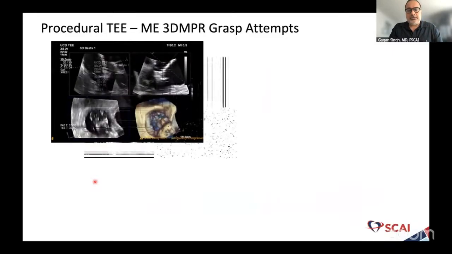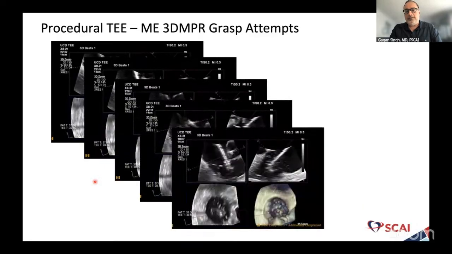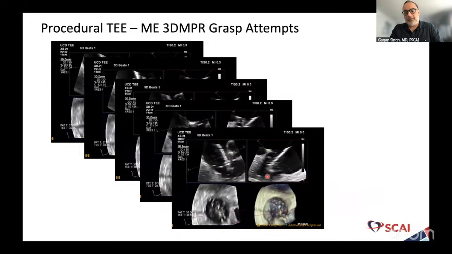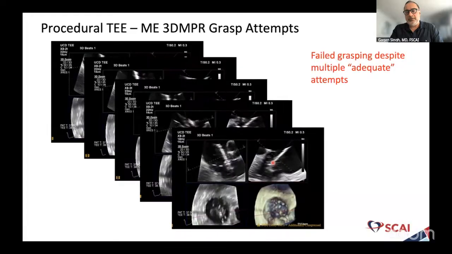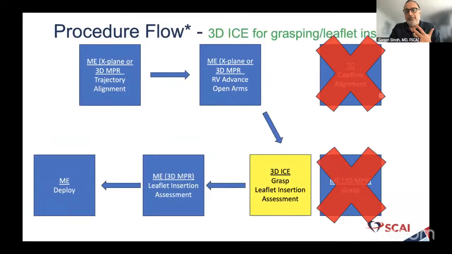The clip is in and I'm trying to grab, 1, 2, 3, 4, 5 different attempts. And again, we don't have time to go through every single one of them, but we were never really confident in the grasp here, never really confident about leaflet insertion. So I wasn't totally happy. This is where 3D ICE can come in as needed, where if you have difficulty with your windows, whether it's transgastric or mid-esophagus, you easily advance your 3D ICE catheter in to do your grasp and insertion assessment.